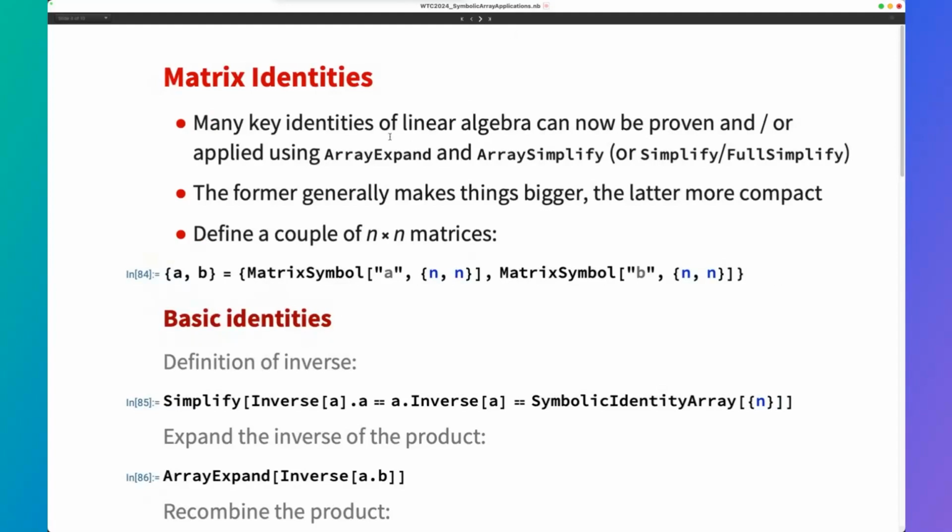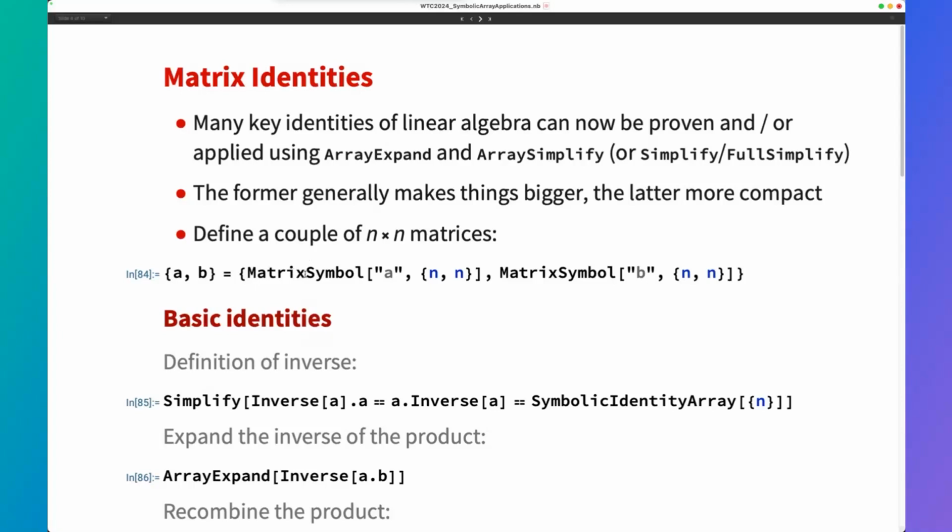Many key identities of linear algebra can now be proven and/or applied using ArrayExpand and ArraySimplify, or they're tied into Simplify and FullSimplify. ArrayExpand generally makes things bigger. ArraySimplify generally makes things more compact. Of course, these are general rules, similar to Expand and Simplify, because if you manage to write 0 very cleverly and then you expand out and all the terms cancel, you might end up with just 0, which is very compact. And we'll see some things like that throughout this talk.